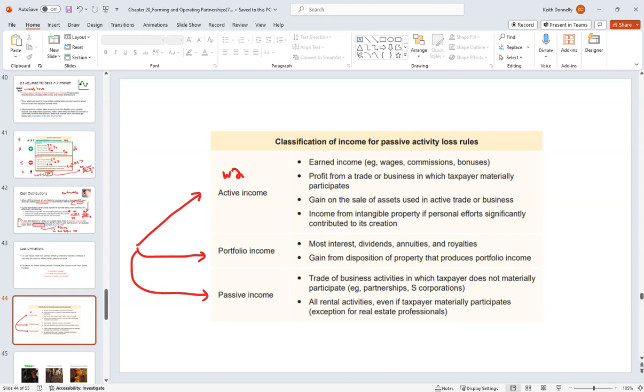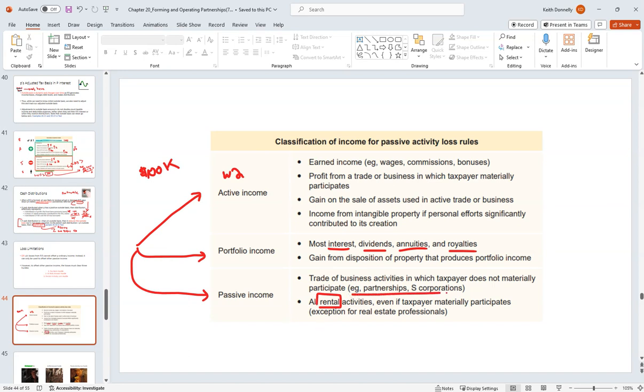This is normally going to be your wage income, right? You're active, you're earning it, you're working at your job real hard. Let's just say you have 100 grand of that. Portfolio income is going to be things like interest, dividends, annuities, royalties, right? So there you go. And then passive income is going to be rental income.